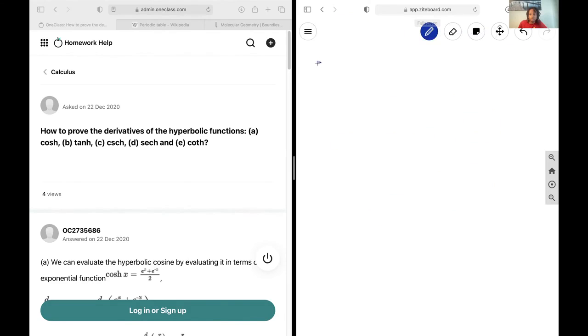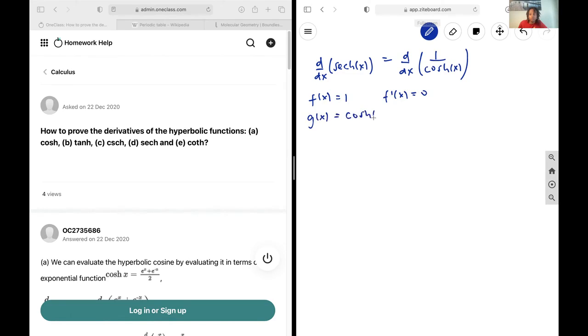Next up, we are looking for this. So as I said, this is equal to 1 over the hyperbolic function for cos. And so again, we're going to apply the quotient rule. We have f of x is equal to 1. The derivative is going to be equal to 0. G of x is equal to the hyperbolic function for cos of x. And we found that the derivative of that is, of course, the hyperbolic function for sine of x.